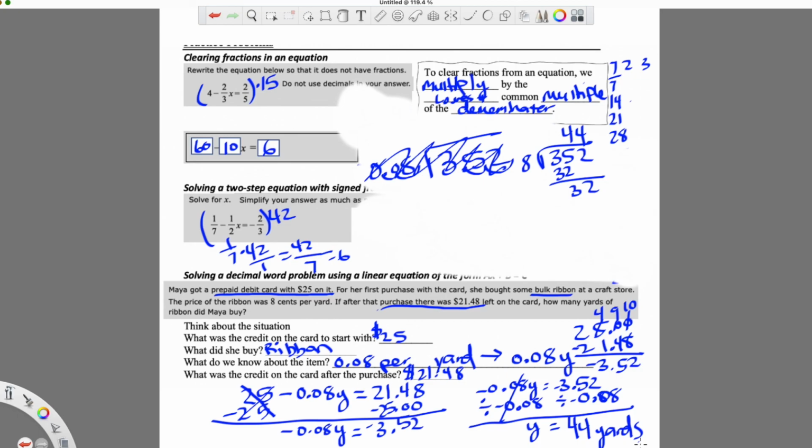So that was clearing fractions and solving equations with fractions and decimals. All right, go ahead and give it a try on Alex.